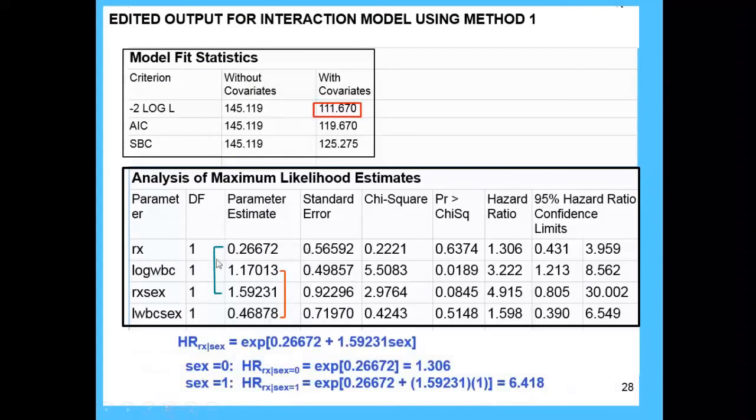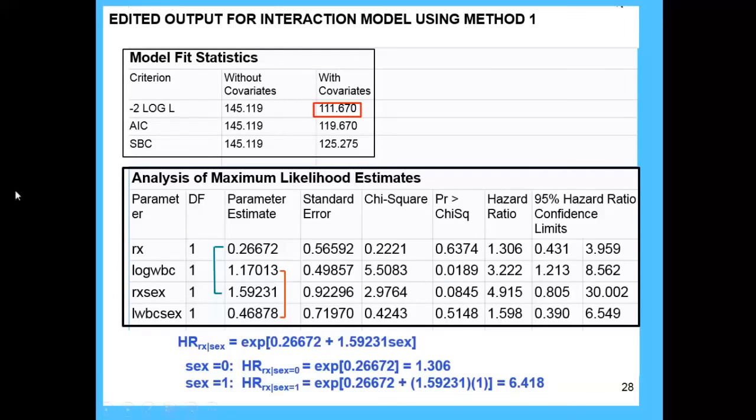Beta 1 is 0.26672. That's what beta 1 is. And the coefficient of the treatment times sex variable is 1.59231. So I've just written what you get times sex. What do you get for the hazard ratio based on this output? You see that? Okay, now, let me show you something.